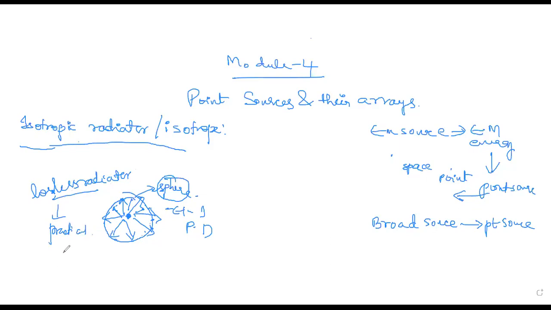Since you are using it for practical purposes, the isotropic antenna can also be considered as a reference antenna. And if you look at the efficiency, it will give you 100% efficiency. That is, total input power is equal to the total radiated power.